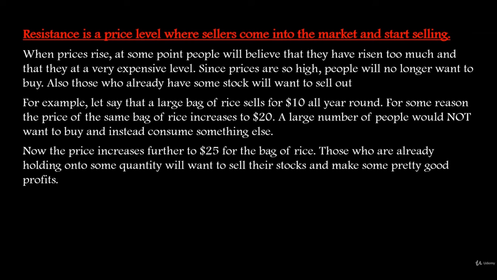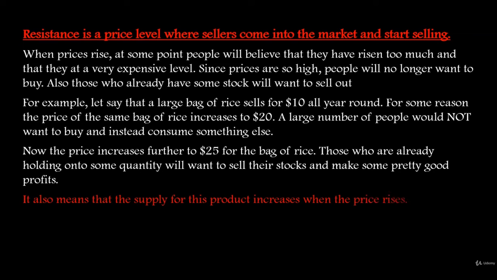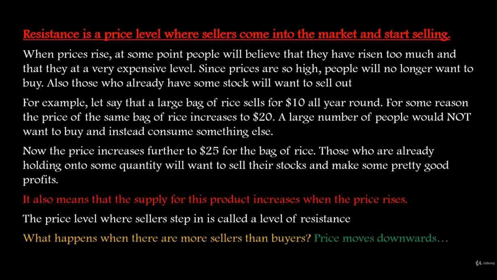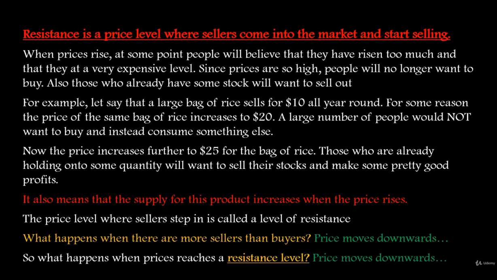So let's just make this a little more interesting. Say the price goes up even further to $25 a bag. So people who are holding on to large stocks will just say this is an unbelievable price level. We've been buying for much lower. We've been selling for $10 all year round, and now the price is at 25. That's like 150% profit. So everyone is going to want to sell, and buyers are not going to be there. So when supply increases, prices start to drop. And this level is called a level of resistance. So every time there are more sellers than buyers, prices are going to go downwards. In other words, when you reach that resistance level, prices are going to move downwards.